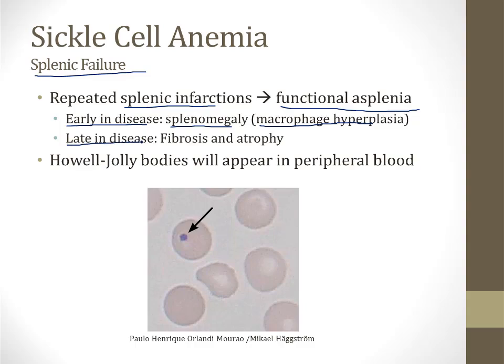However, as the disease progresses and vaso-occlusive episodes occur, the spleen becomes infarcted, and fibrosis and atrophy will develop, and therefore the spleen will stop functioning. And a classic finding in the peripheral smear of patients with sickle cell anemia, in addition to the sickle cells, is the presence of Howell-Jolly bodies. This is a picture of one shown on the screen, and these are found in the peripheral blood smear of patients who lack a functional spleen.